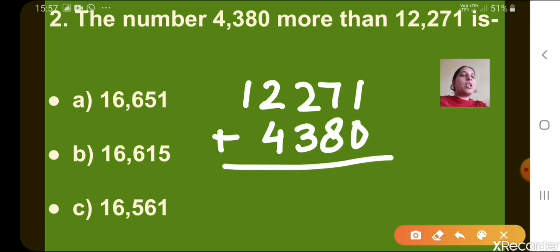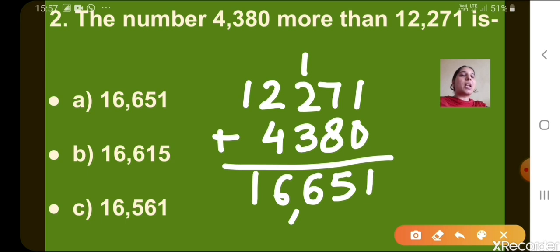So 1 plus 0, 1. 7 plus 8, 15. So 5 we will write here. 1 will be carried over. Now let's add 1 plus 2, 3. 3 plus 3, 6. Now 2 plus 4, what will we get? 6, 1. So what is the sum obtained here? The number which is 4,380 more than 12,271 is, which is the correct option?